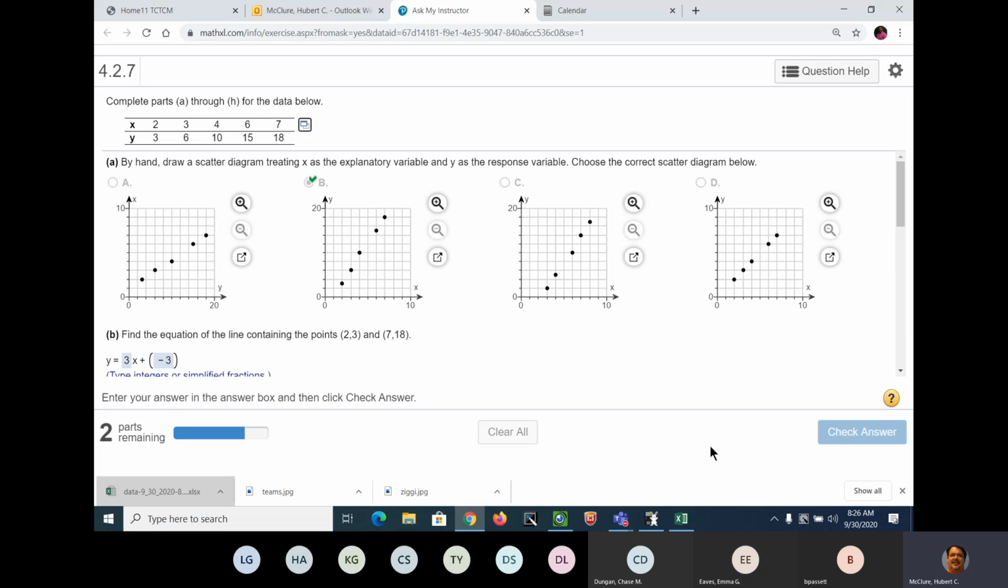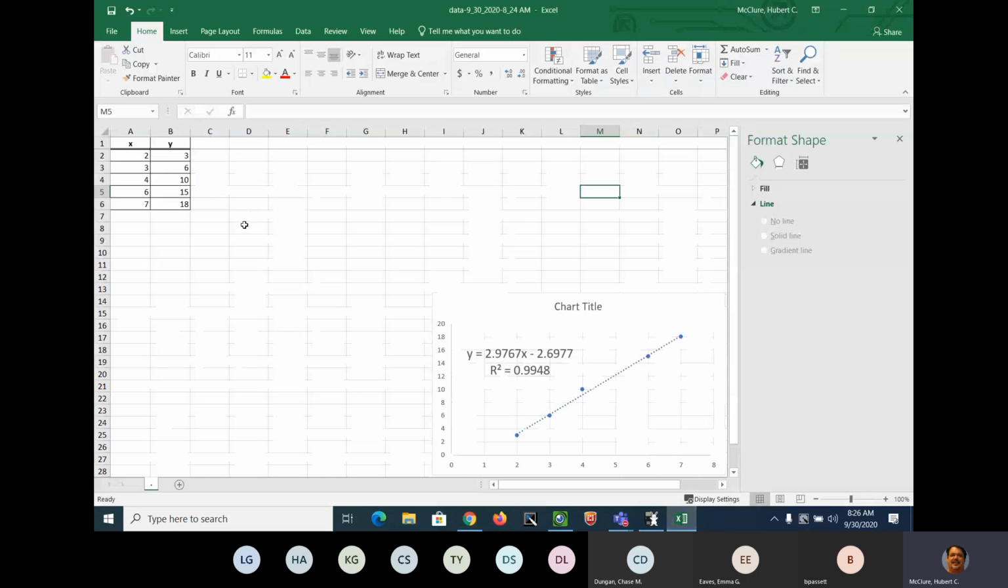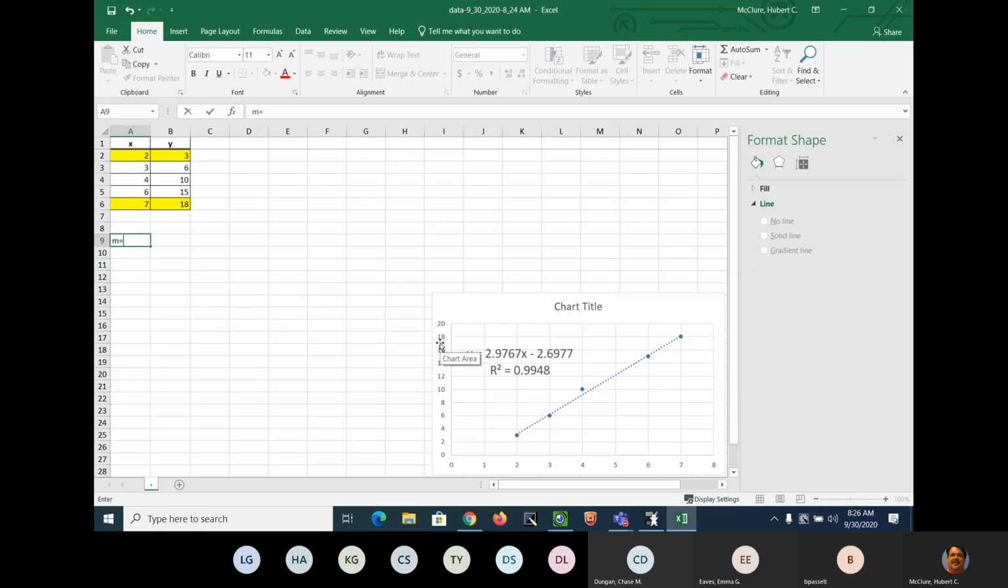Anyway, let's go back to the question, because (2, 3) and (7, 18). There we go. So these two and these two. So I'm going to calculate my slope. m equals y sub 2 minus y sub 1, divided by parentheses x sub 2 minus x sub 1. And when y'all do your calculation, you should get 3.